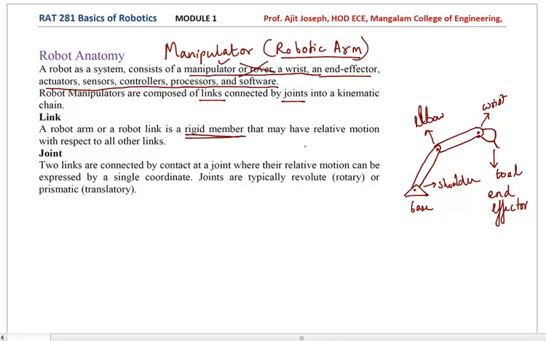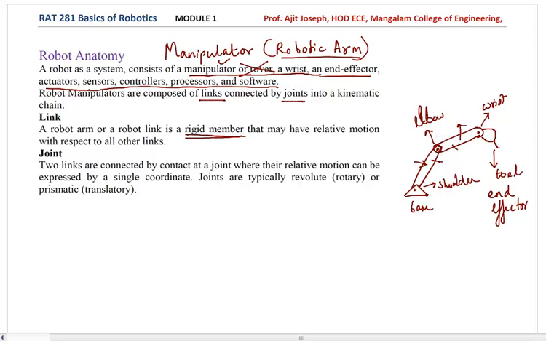Okay, that may have relative motion with respect to other links. So this may have a different motion with respect to this. So it may have a relative motion with respect to other links. So that is what a robot link is. What is a joint? A joint is when you have two links that are connected by a joint. So for example, this is the first link and this is the second link, and both of them are connected by a joint.